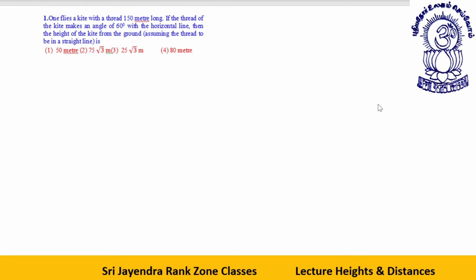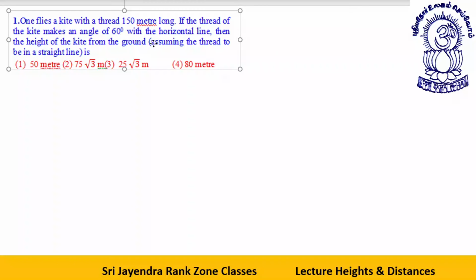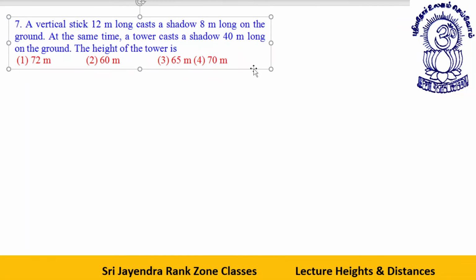Next one. A vertical stick 12 meters long casts a shadow 8 meters long on the ground. At the same time, a tower casts a shadow 40 meters long on the ground. The height of the tower is? See, very similar question, students.